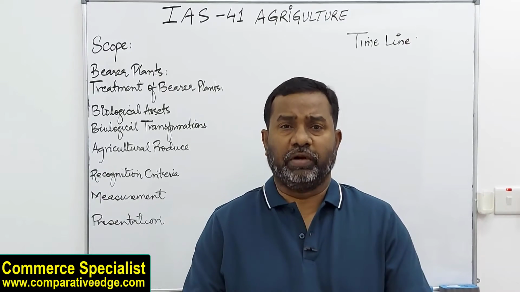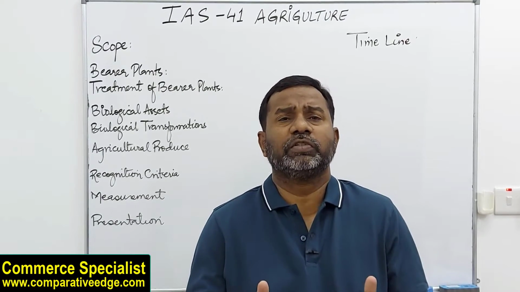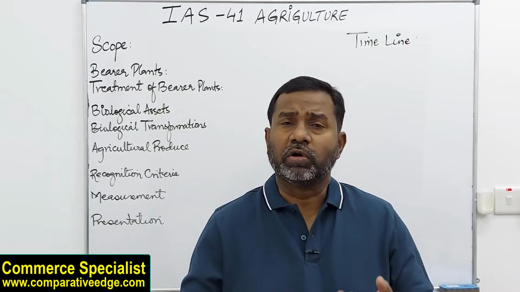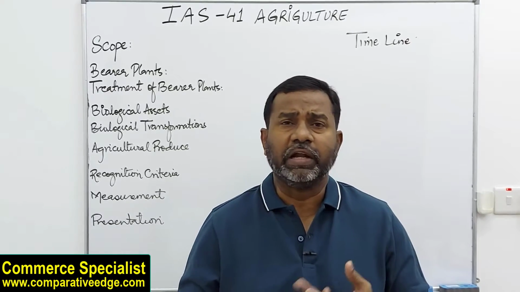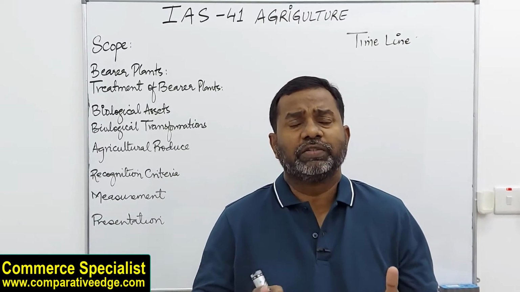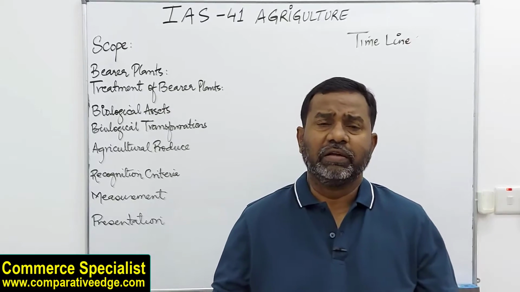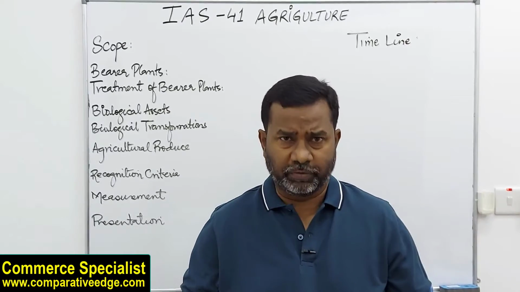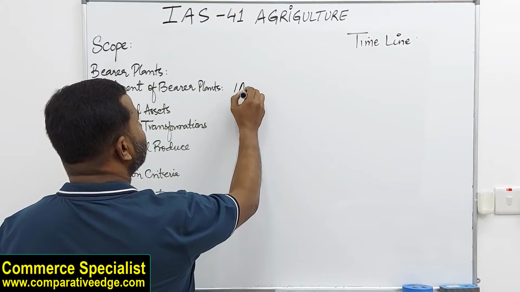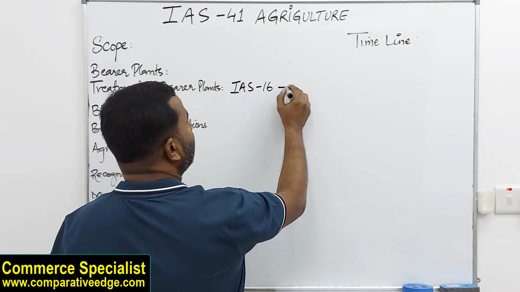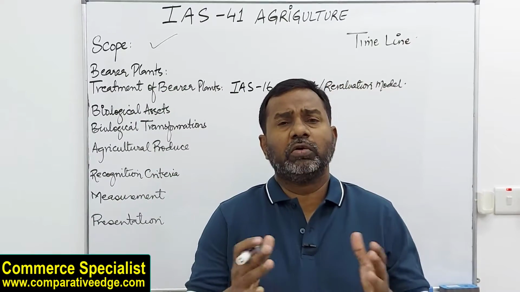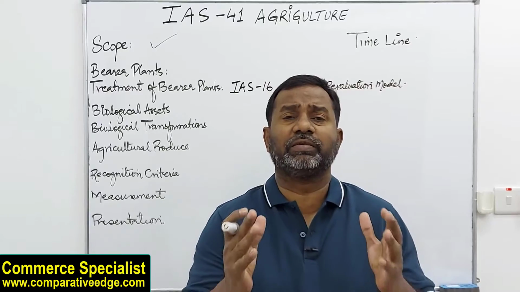Now you'll be thinking, what are bearer plants? Bearer plants are plants which are used to grow other crops, but they are not consumed themselves. Some examples of bearer plants are coconut trees, oil palms, grapevines, and tea bushes. There are more examples, but I think these are enough to make you understand. Bearer plants are accounted for under IAS 16 by either the cost or revaluation model.